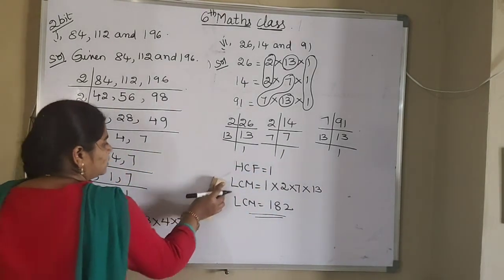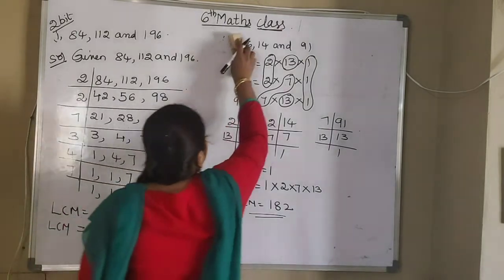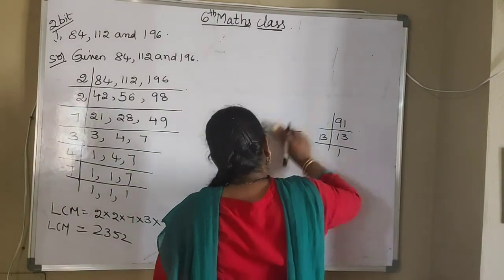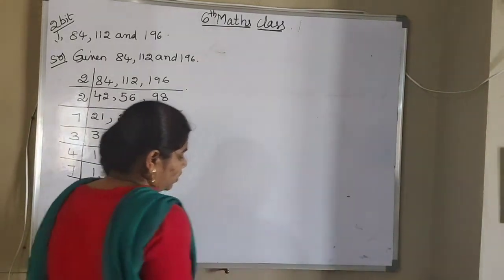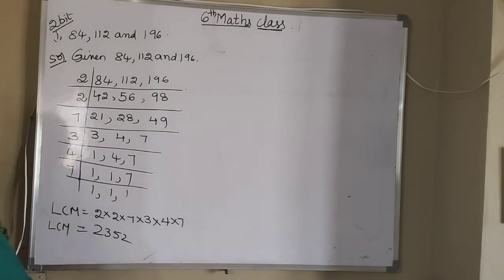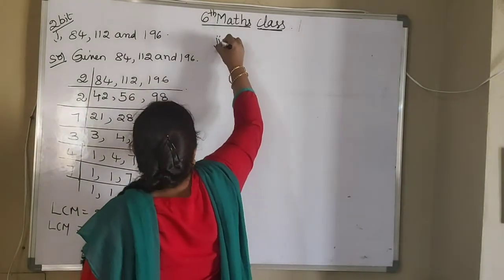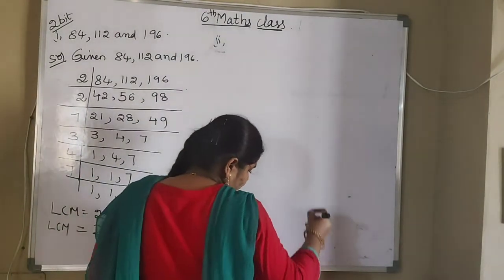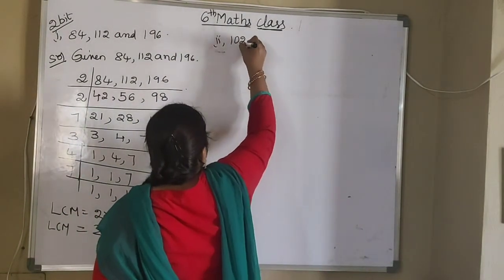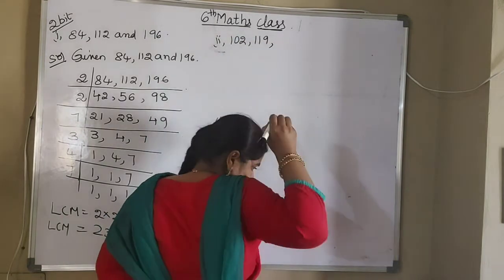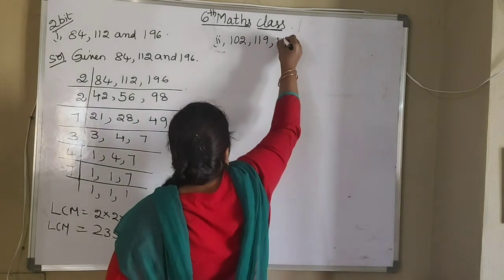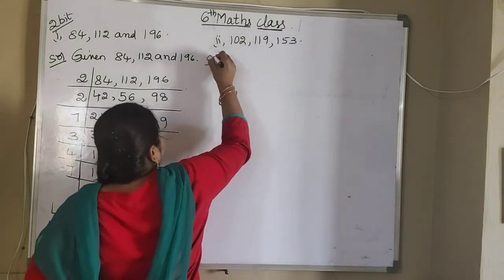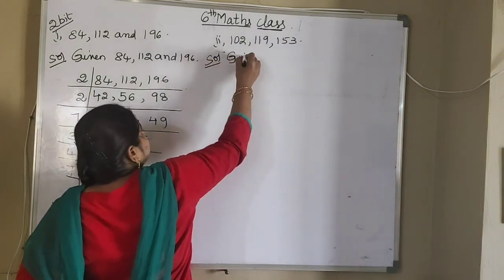So this is how we will do. We will find the LCM by using the division method. So the next one we will do. What is the next one we will see now? The second one in this is 102, 119 and 153. For this we have to find the LCM by using the division method.